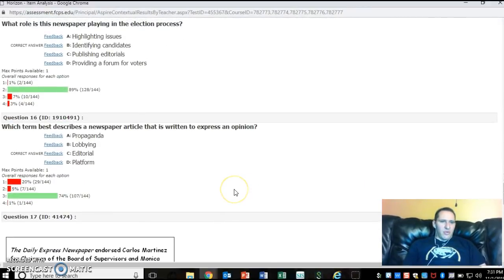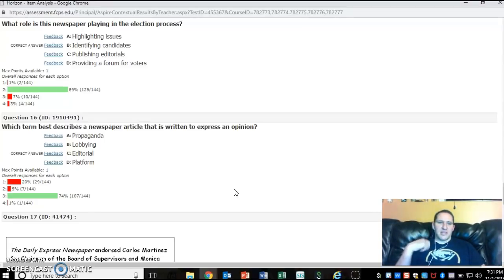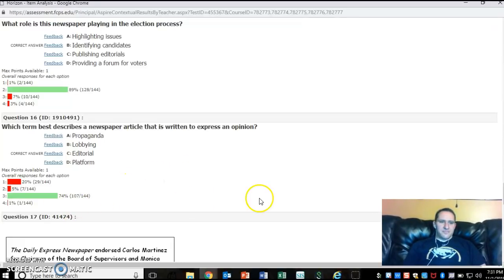16 was a little disappointing. I thought it was one that was a direct vocab term. Editorial is a newspaper article written to express an opinion. Propaganda is not necessarily a newspaper article. Propaganda is a lot of times an image or art or advertisement. Okay, that one should have been much higher than 74%.